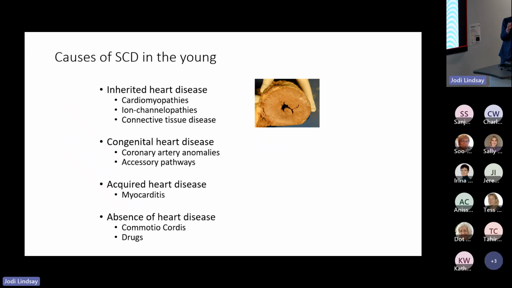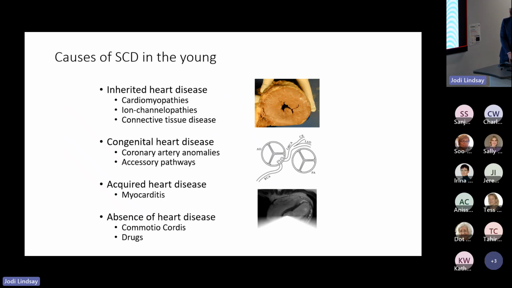And then we've got accessory pathways, and you may have heard of Wolff-Parkinson-White syndrome, where essentially you've got an extra pathway communication between your atria and your ventricle, which can predispose to arrhythmias and occasionally to sudden cardiac death. And this is an example of an anomalous coronary artery. And then we've got acquired conditions, and this is an MRI scan.